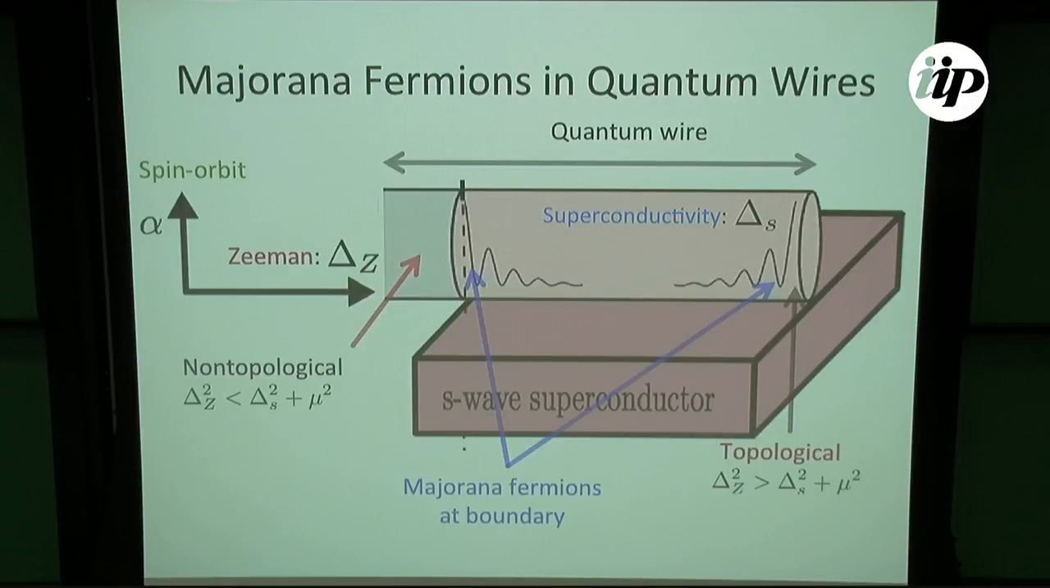And the criterion to be in a topological phase is that the square of the Zeeman splitting has to be greater than the square of the proximity-induced superconductivity plus the square of the chemical potential. And when that is true, you have Majorana fermion bound states at the edges of the topological region with a non-topological region. And these are zero energy bound states.